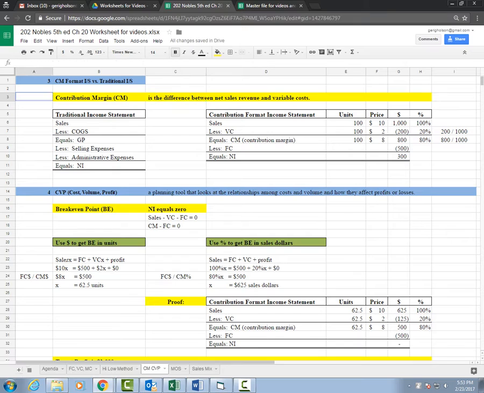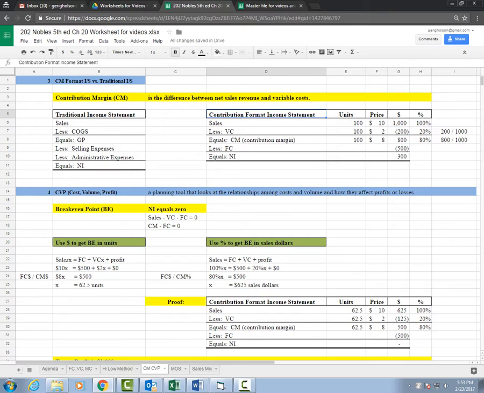Okay, so after we get the definition down, let's talk about what we've been doing on the income statement. So we have a traditional income statement. It's sales minus cost of goods sold equals gross profit minus selling expenses minus admin expenses gives us net income. So that's what you're used to doing. And that's what we use when we present financial statements to external users.